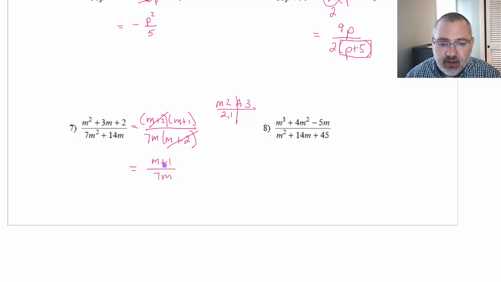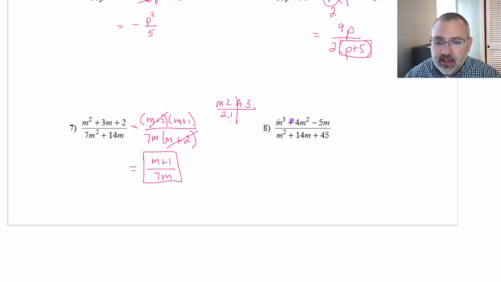Again, you might want to divide out this m, but remember, we can't cross out this m because it's attached to the 1. So unless you can cross out the m plus 1 on the top and bottom, you can't cross out part of it, which means this has to stay exactly as is.